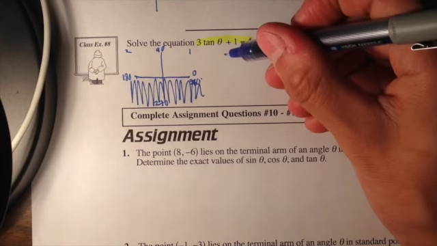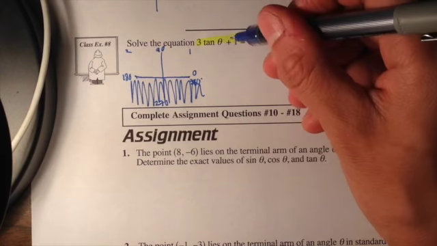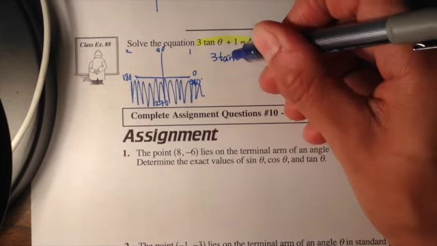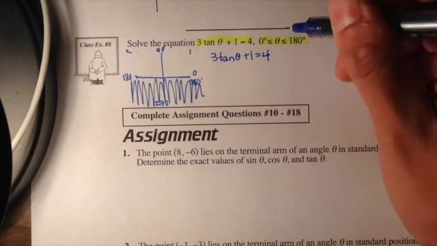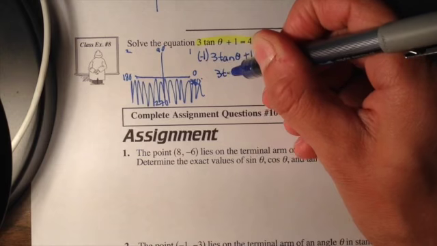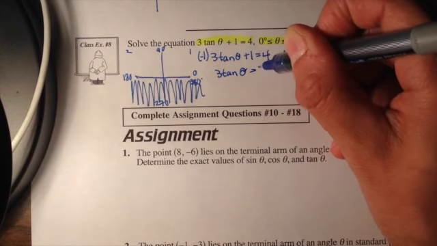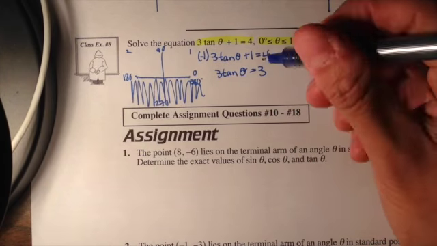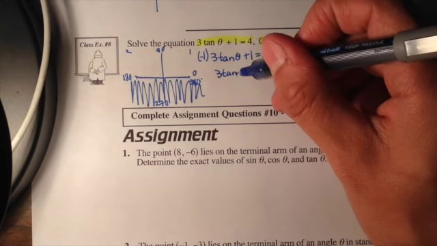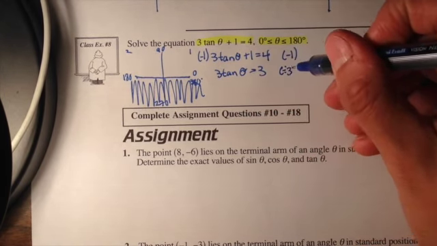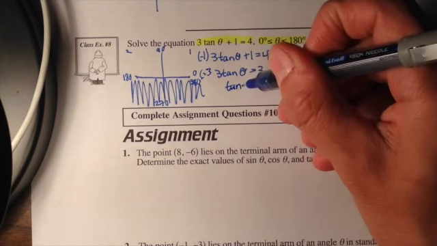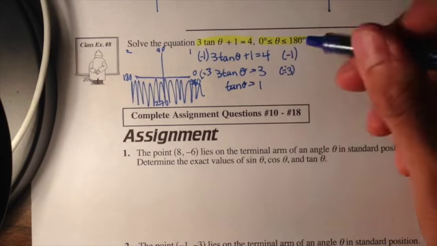So this is just an algebraic equation we can solve by taking away 1 from both sides. So let's start out with 3 tan theta plus 1 is equal to 4. If I subtract 1 from both sides, I'm going to be left with 3 tan theta is equal to 3. And then I'm going to divide by 3 in order to get rid of this 3 and isolate this tan theta. So divide both sides by 3. And we have tan theta is equal to 1.